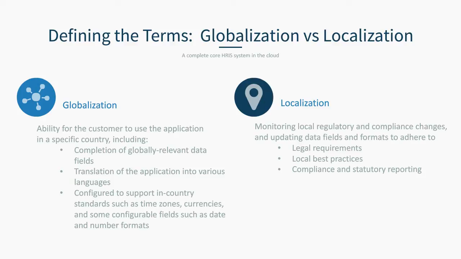And then we have localization, which allows us to have fields that are specific only to certain countries. So you would only see certain fields for Canadian employees. And this could be used for local legal requirements, best practices, and compliance reporting.